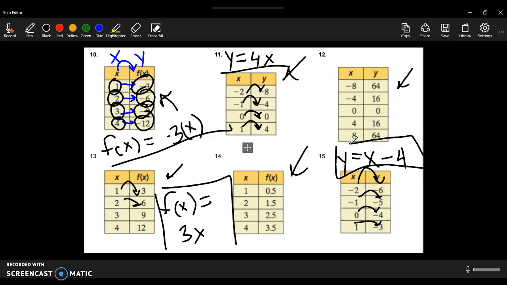So for these function tables, what you really want to do is think about how I get from this number to this number every single time. A lot of times it's multiplication, or it's division, or it's subtraction, or it's addition. So try those with the function tables.